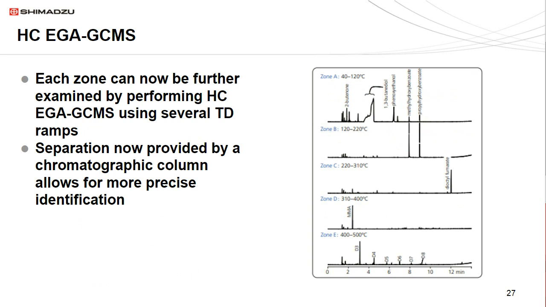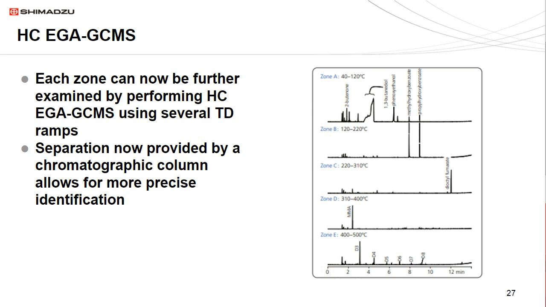Here we can see the results of our Heart-Cut EGA-GCMS run. What you'll notice in the figure to the right is zones A, B, C, D, E are now all broken down, but now using a separatory column. And what this gives us the ability to do is to take a deeper look into each of those thermal zones. For example, zone A contains 1,3-butanediol, as well as a number of other volatiles, while in zones B and C, some relatively high boiling compounds derived from additives are observed.